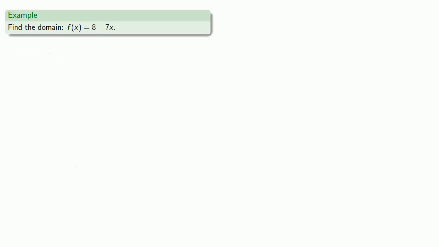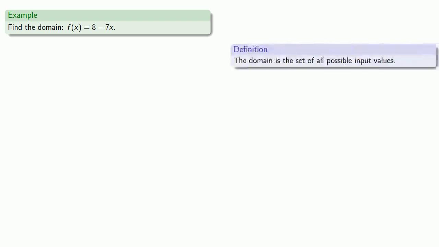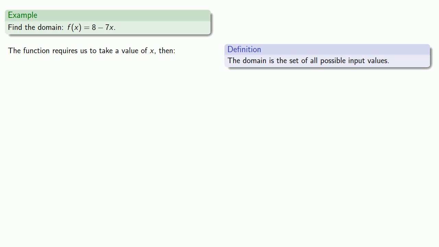So let's try to find the domain of f of x equals 8 minus 7x. So remember, the domain is the set of all possible input values. What can we put into this function? Well, let's think about it. The function requires us to take a value of x, then multiply it by 7, and subtract the result from 8.